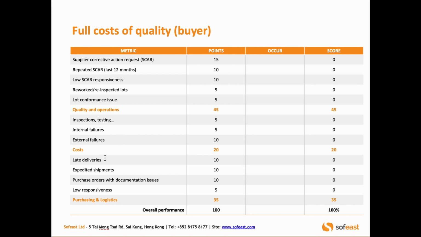And then in terms of cost, well, late deliveries, often we're penalized, maybe we have to expedite, maybe we have to send by air, maybe the documents from the suppliers have some issues, maybe the supplier is just not responsive. Okay, again, this is one way of tracking all of this. There are other ways. It's just an example, but it's possible to track all this.